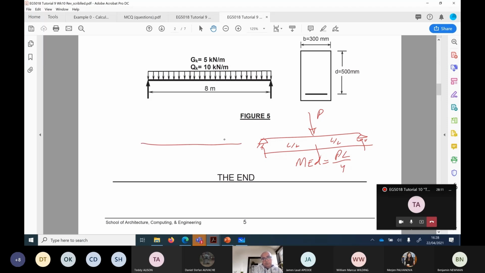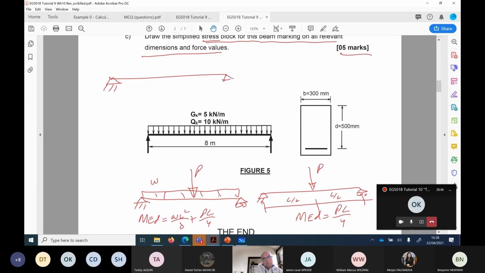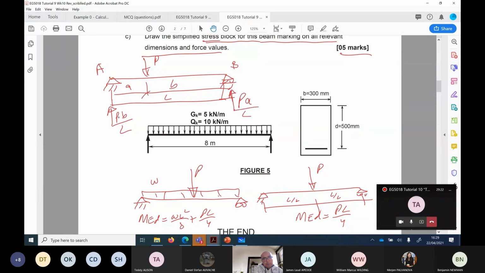You can have a combination of uniformly distributed and central point load. In this case, your MED will be equal to WL square over 8 plus PL over 4. Or you could have an off-center point load. So for example, if you have an off-center point load, this distance is A, this distance is B, and this distance is L. So your reaction at A will be equal to load multiplied by the far span B divided by full span L, and your reaction at B will be load multiplied by A divided by full span, and your moment M is going to be PAB divided by L. So you could have a combination of different things.